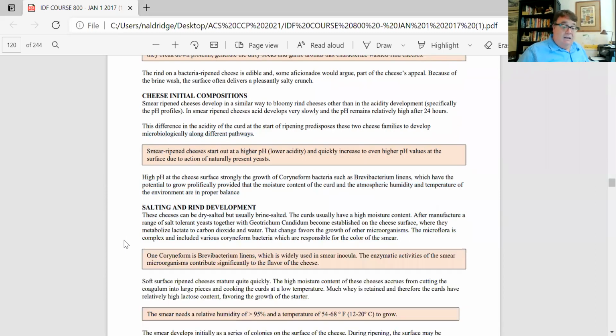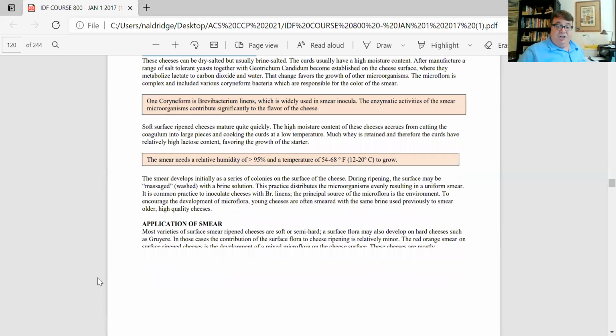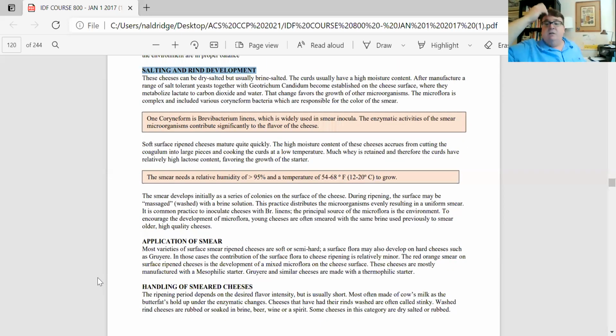And this is just continuing on salting and brine and rind development. This has been mentioned several times. Now what I do have is smear. Understand what smear is. Smear ripened. And I've got here the application of smear. I don't know how many times I can say smear. It doesn't sound right with a southern accent for sure.